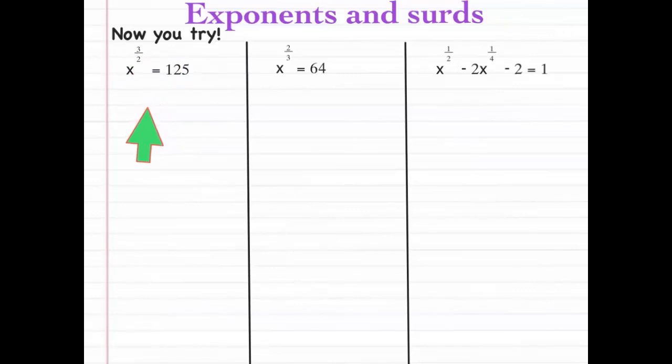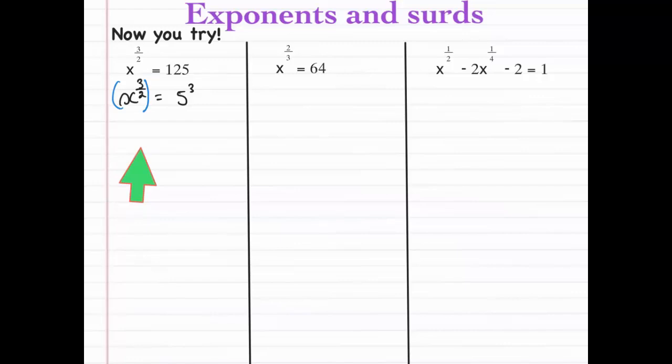Okay, so the first step is to write that 125 into its prime base. So we have x to the power of 3 over 2 equals, and 125 is 5 to the power of 3, right? Okay, great. Now, the exponents are not the same, so we cannot say x is equal to 5. So we want to get rid of this rational exponent. So we know how to do that.